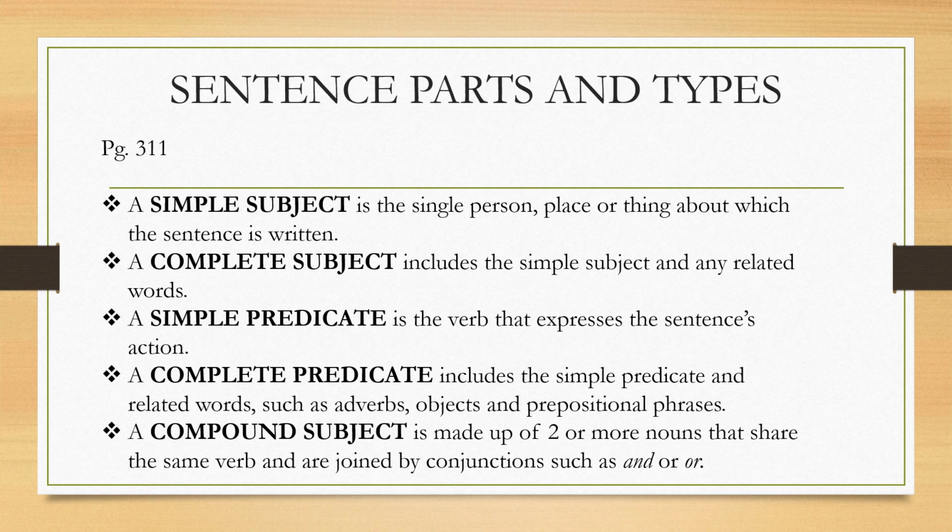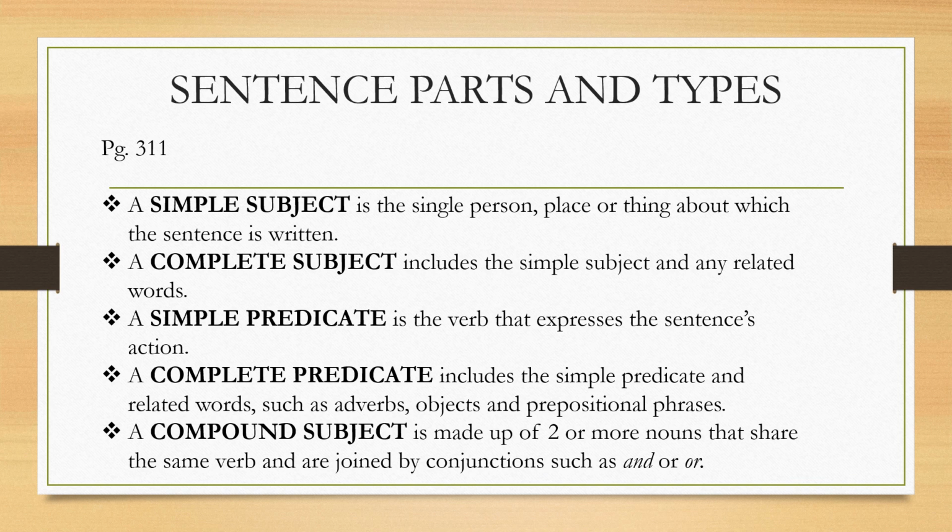So next are sentence types. So we have a simple subject, a complete subject, a simple predicate, a complete predicate, and a compound subject. So all of those, of course, need to be highlighted.